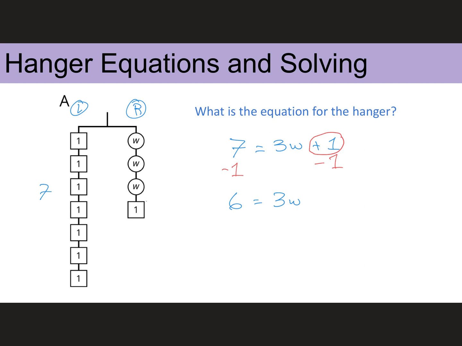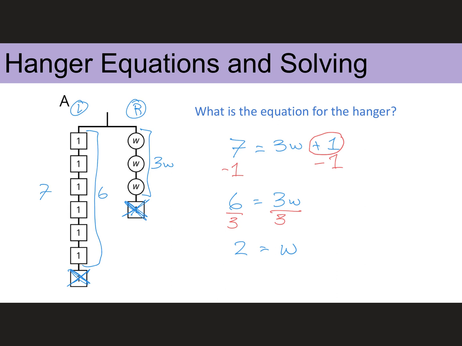Over here on my hanger, what that would look like is subtracting 1 from both sides. And I'm left with 6 is equal to 3w's. Now, if 6 is equal to 3w, 3w is now the operation I want to look at. What operation is 3w? It's multiplication. So I'm going to use my inverse operation, and I divide by 3 now. Whatever I do to one side, I must also do to the other. 3 divided by 3 equals 1, so I'm left with 1w here, and 6 divided by 3 equals 2. So w equals 2.